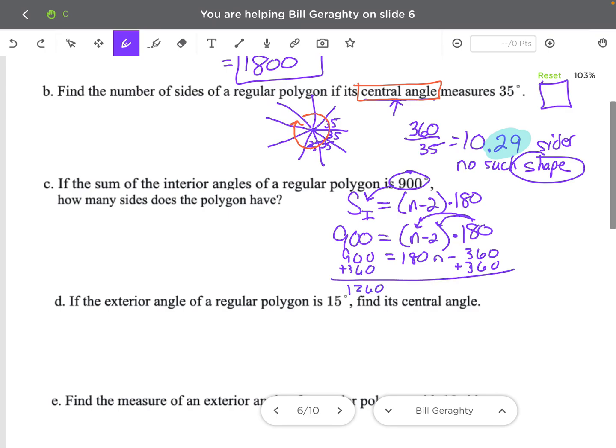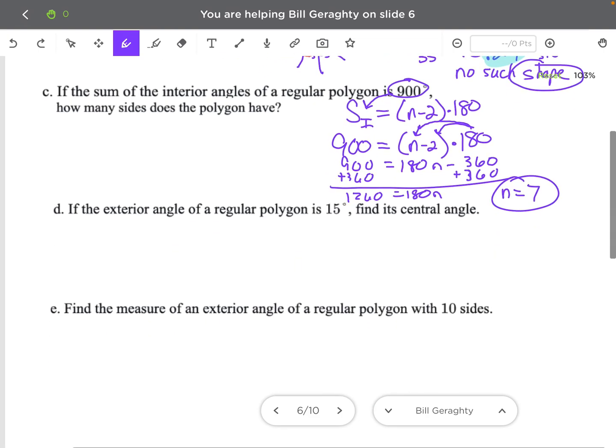Okay, and I'm left with 1260 is equal to 180n. 1260 divided by 180 is equal to 7. So n has to be 7. There are 7 sides. If the exterior angle of a regular polygon is 15, find its central angle.